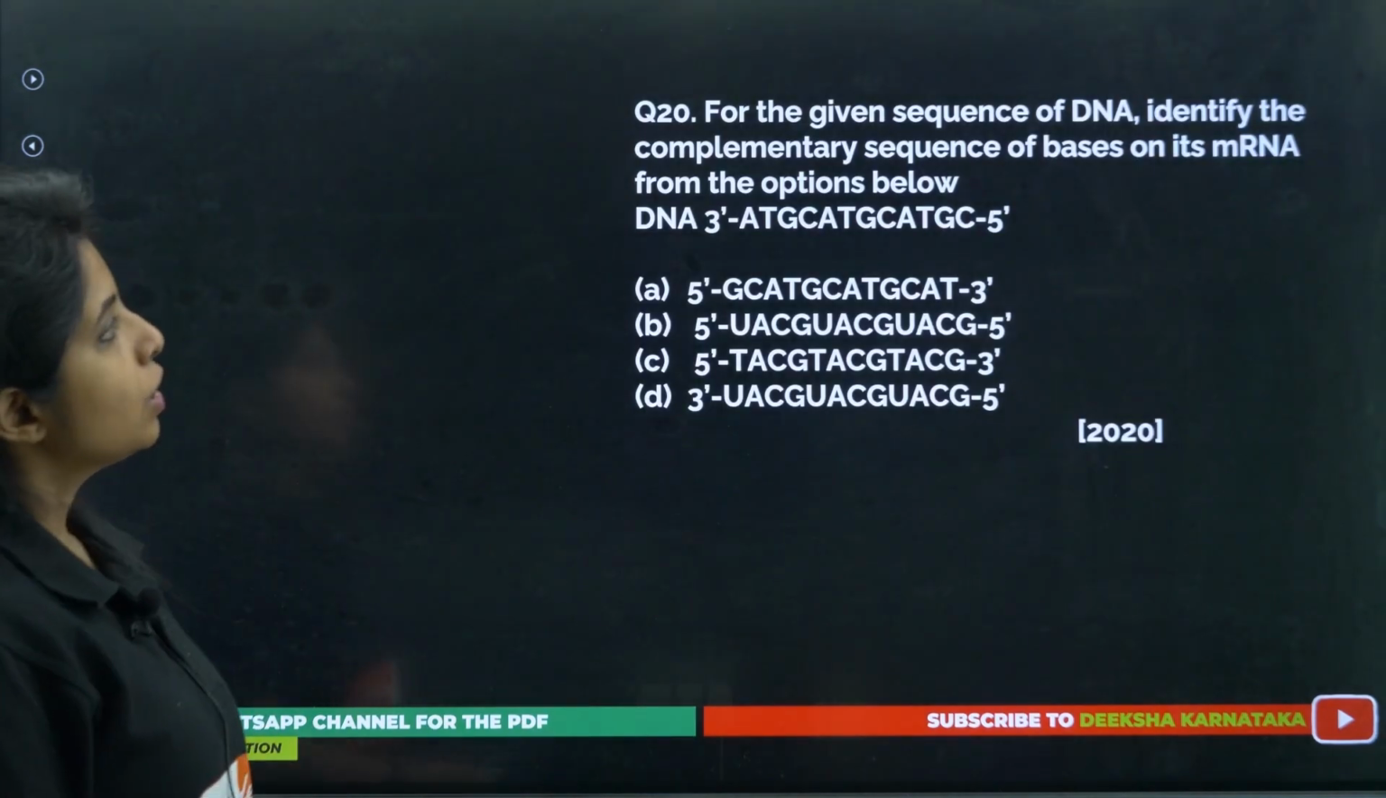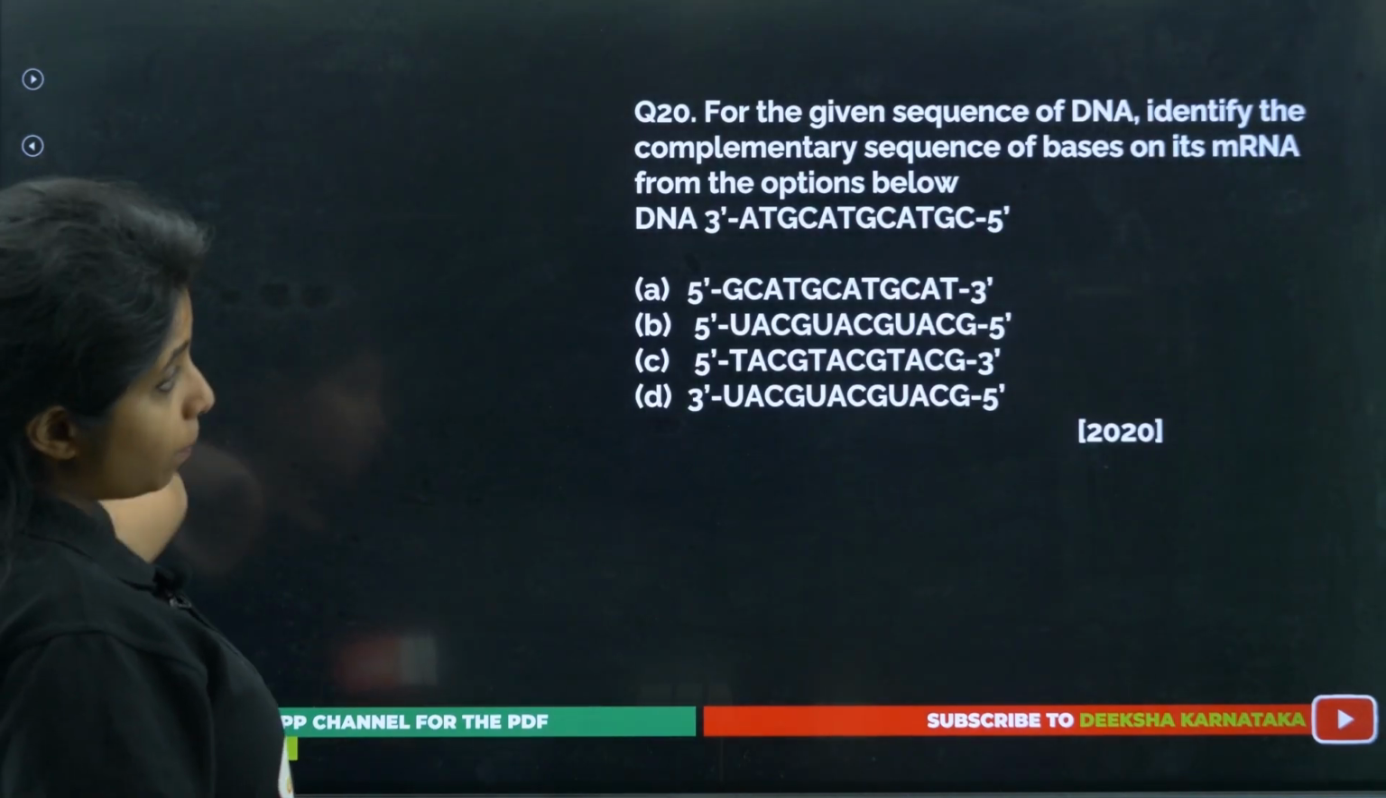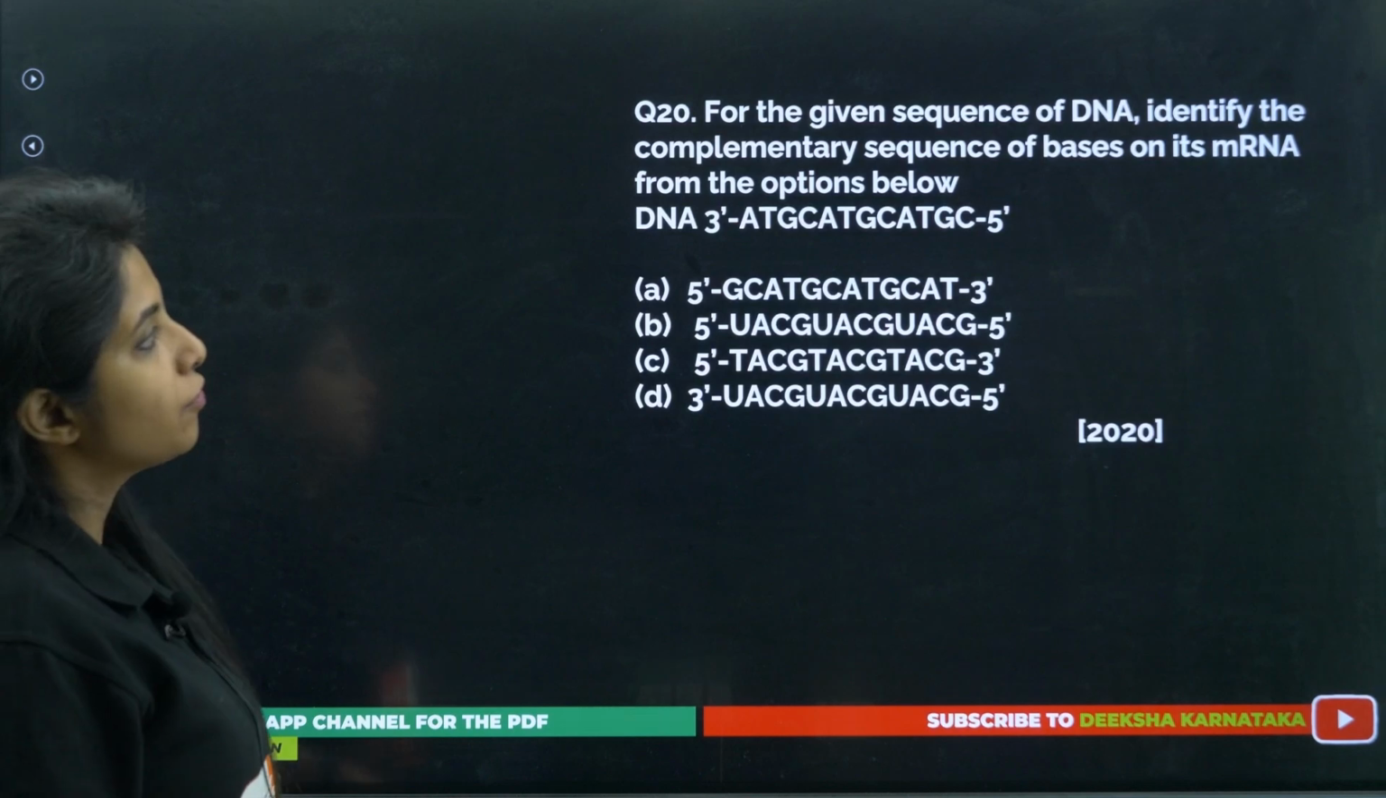Now, question 20. For the given sequence of DNA, identify the complementary sequence of bases on its mRNA from the options below.